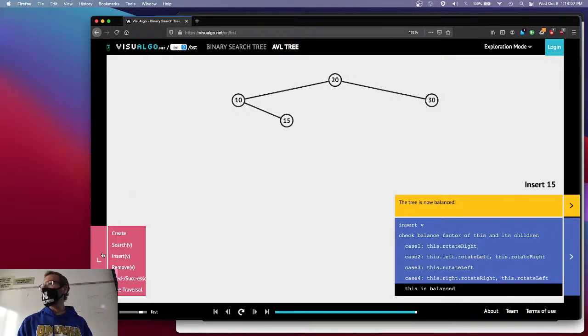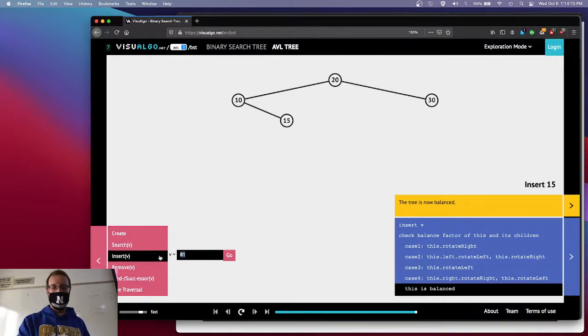But let me put something in that will end up with a rotation. I don't know, 17? Yeah, wow. Not 187, but 17. Where's that going to go, first of all? It's going to be the right child of 15.